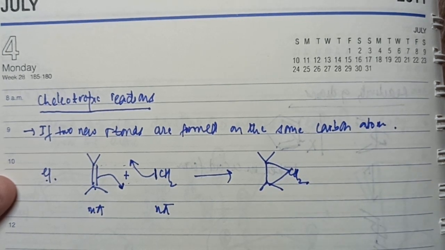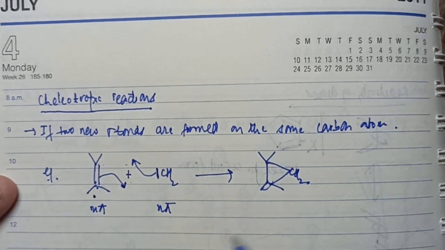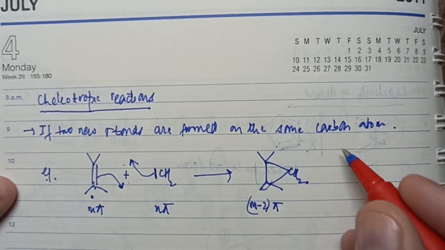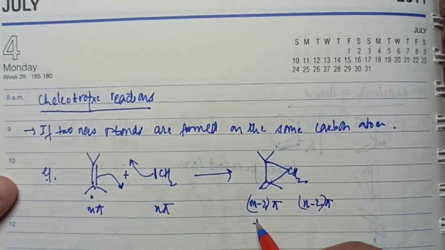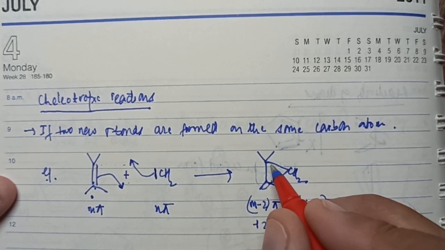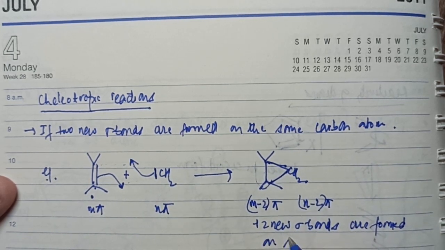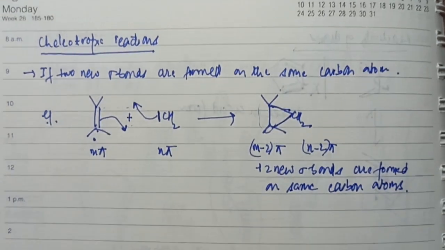If you look at the product side, this component, which was from this ethene reactant, is now having m minus 2 pi electrons. Carbene is 2 electrons short from its lone pair, and 2 new sigma bonds are formed, and both sigma bonds, as you can see, are formed on the same carbon atom. If that is the case, we call these kind of reactions cheletropic reactions.